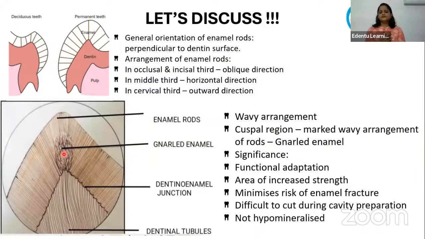Like that, it minimizes the risk of enamel fracture, and it is difficult to cut during cavity preparation. That is the clinical significance of this gnarled enamel, and it is not a hypomineralized structure. We'll be discussing the hypomineralized structures of enamel later on. So this is mainly about the gnarled enamel.